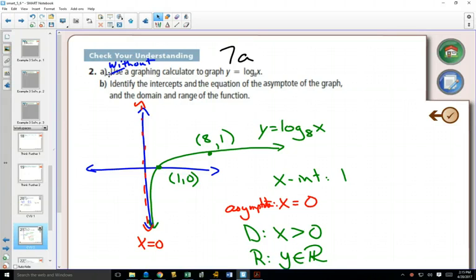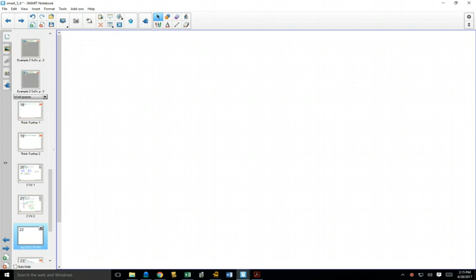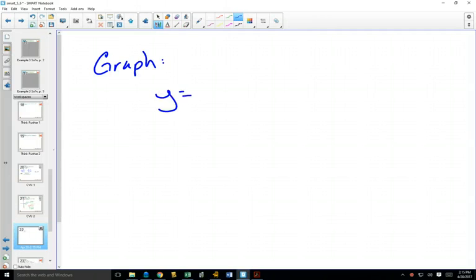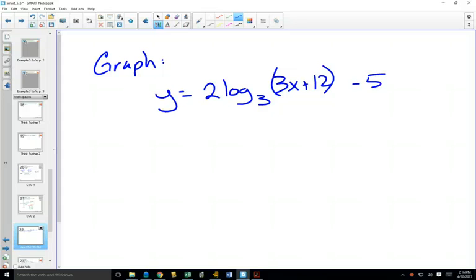So 7a, what we are going to do Monday after the quiz, so reminder you have a quiz on Monday, is we are going to graph stuff like this. y equals 2 log base 3 of (3x plus 12) minus 5. How do you do this? The same way you've done all of your transformations up till now.